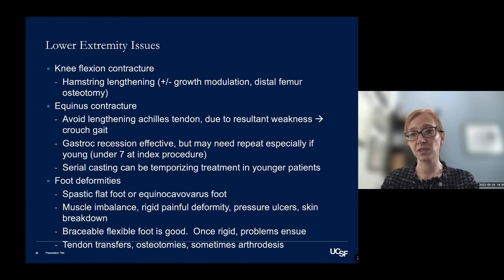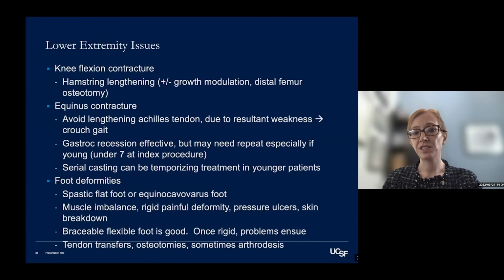We see a lot of kids with equinus contractures. We always have to be careful to avoid lengthening the Achilles tendon. This can result in weakness and end up in a crouch gait, which can really worsen the picture. Gastroc recessions are effective, though aren't always durable for the long term. They might need to be repeated, especially if the child is under 7 at index procedure. But serial casting plus or minus Botox can be a good temporizing treatment in a younger patient.